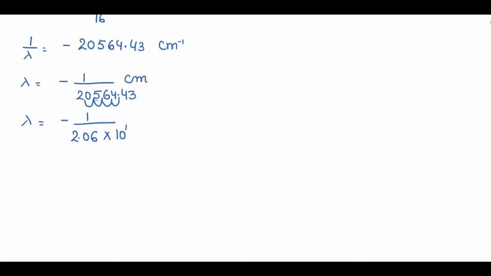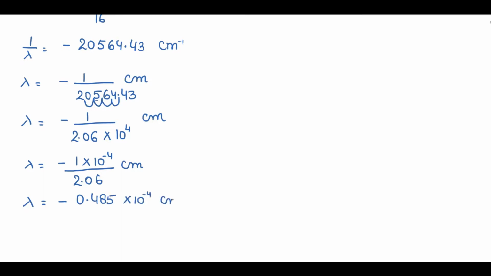So the power will be 10 raised to power 4, and I am having centimeter with this. So this 10 raised to power 4, when I take it in the numerator, will be 10 raised to power minus 4. So 1 into 10 raised to power minus 4 divided by 2.06. When you divide 1 by 2.06, your answer will be lambda equal to minus 0.485 into 10 raised to power minus 4 centimeter.